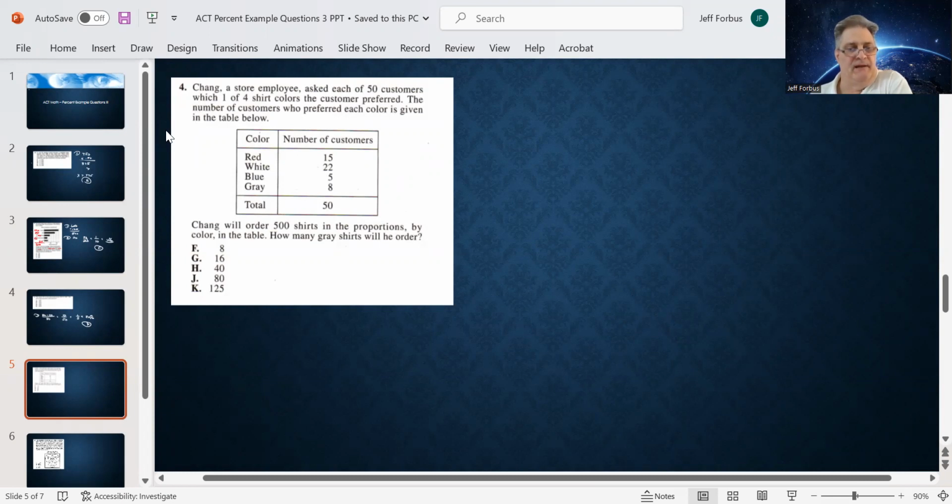Now it says Chang will order 500 shirts, using the proportions by color in the table. How many gray shirts will he order? So there's a total of 8 gray. So there's a ratio of 8 out of 50. And that will reduce, by 2, to 4/25.